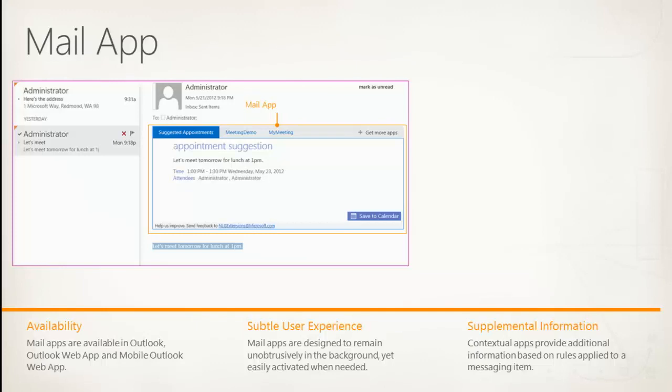And finally, the mail apps you've seen. These are in Outlook and Outlook Web App, Mobile Outlook Web App. And their intention is to remain unobtrusive. So you'll actually just see that top bar which will fill up with any apps. If we detect that apps are applicable to, let's say if you have an address in the mail, then you'll see those sorts of apps. But those are meant to open up and close and get out of the way when they're not needed.